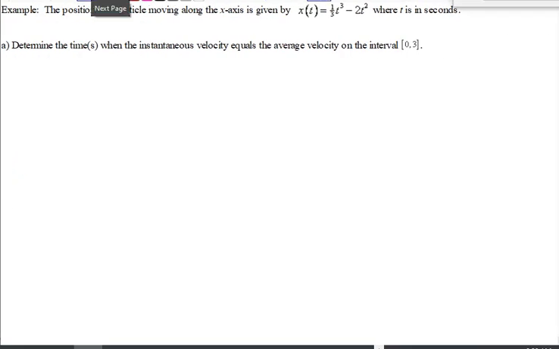All right, let's take a look at a different problem here. This time it says the particle is moving on the x-axis, and instead of calling the position y of t, they call it x of t to remind you it's moving on the x-axis. And again, time is in seconds. So it says determine the time or times when the instantaneous velocity, that's just our velocity function, v of t, that tells you the velocity at one instant in time, equals the average velocity on the interval 0 to 3.